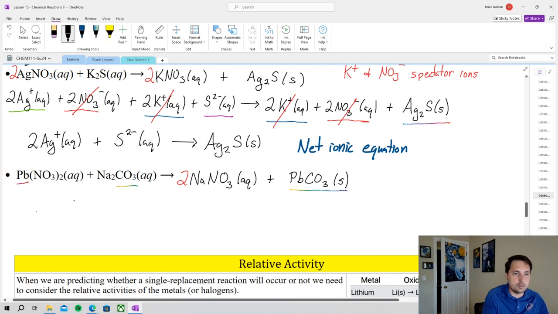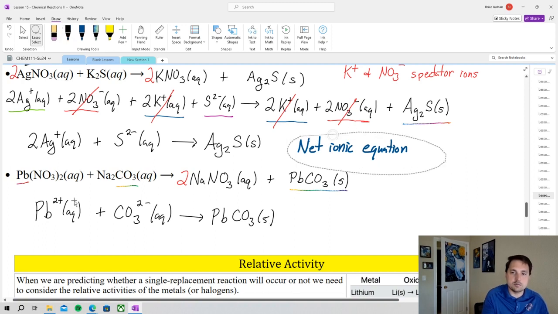So we'll start by writing the lead portion, and that's going to be lead 2+. So if I have lead 2+ ions and there's carbonate ions available, they'll come together and they'll form this insoluble salt. That's lead carbonate. And there we have the net ionic equation.